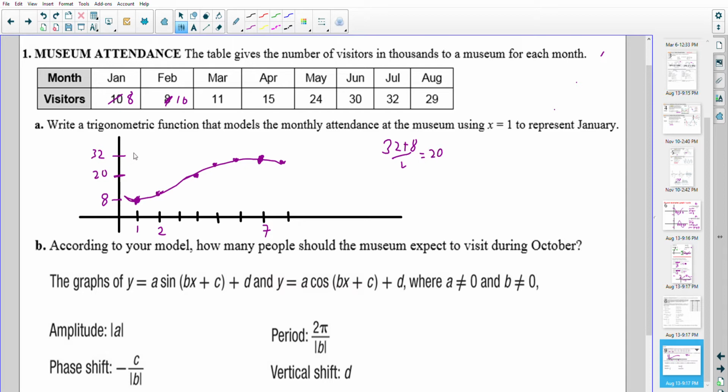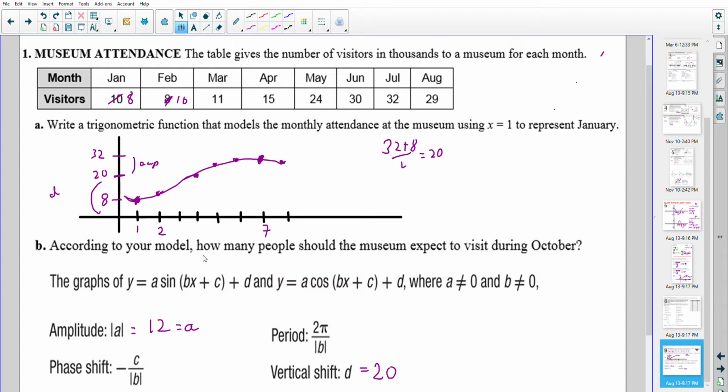Now, based on that 20, this is going to be your vertical shift, or your D. So I'm going to go down here and start filling out these values. D is how far up it's going to be transferred, and the amplitude is equal to the difference between 32 and 20, which is 12. And that's equal to your A, assuming that the graph is positive.